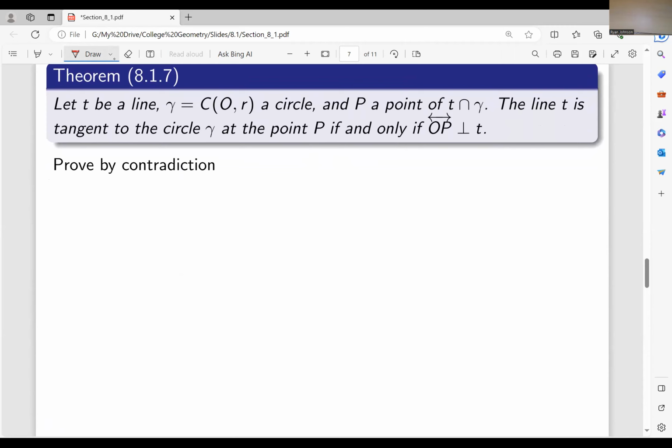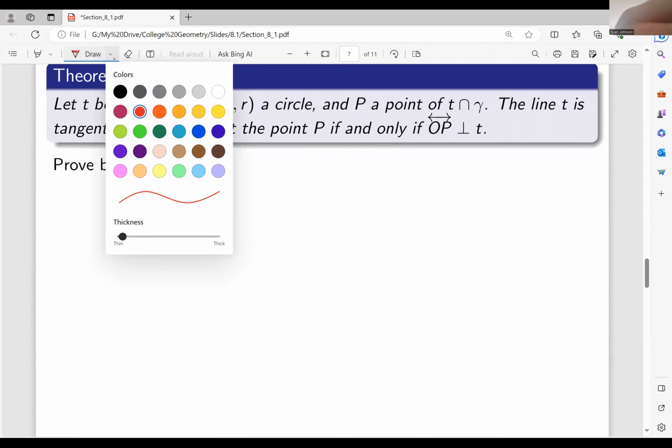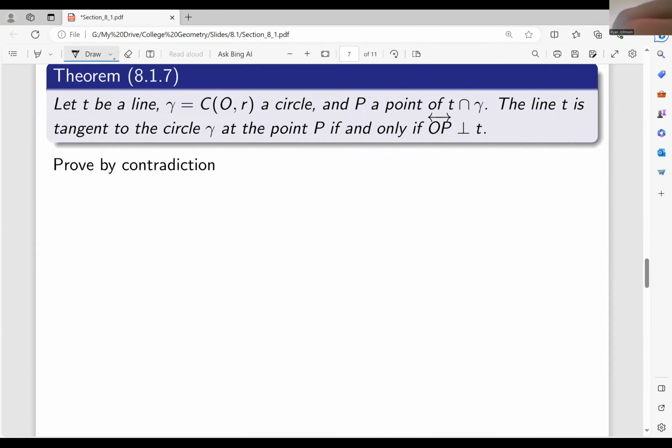So now we have another theorem. Let T be a line and gamma equal to C(O, R) be a circle, and P is a point on the intersection. The line T is tangent to the circle gamma at the point P if and only if OP is perpendicular to T. Okay. First we'll do it this way: the line T is tangent to the circle if and only if OP is perpendicular to T.